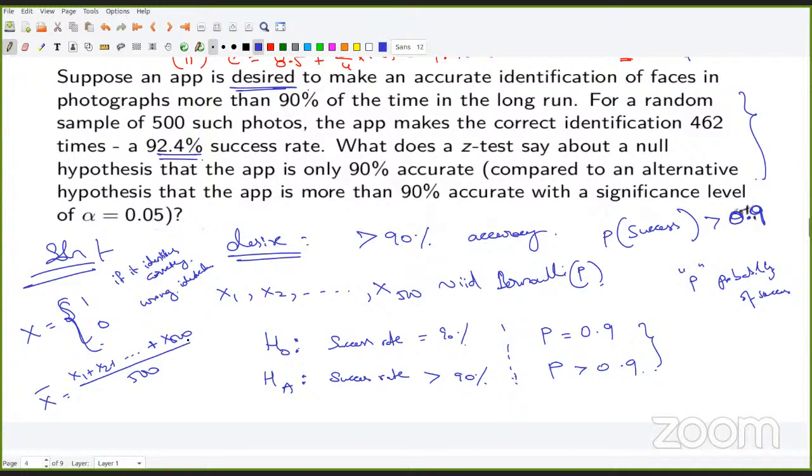Correct? X1, X2 to X500, all these 500 values will be either 1 or 0, depending upon whether it is correct or wrong. And we know that there are 462 correct identifications. That means there will be 462 ones in the numerator and the other 38 are zeros. So this will be 462 divided by 500.